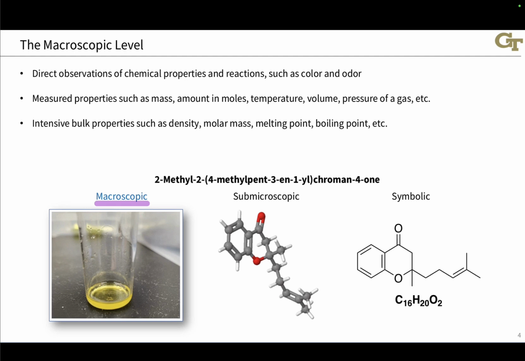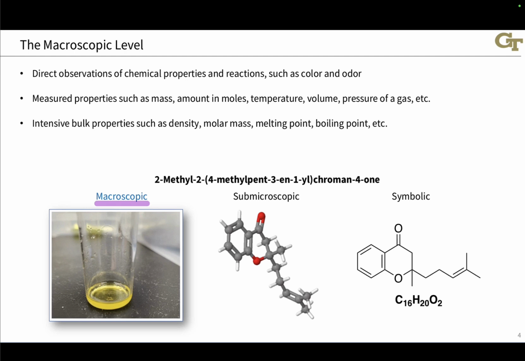You'll start to develop a sense for this when you get into discussions of the second law of thermodynamics and the way it governs chemical properties and reactions. Intensive bulk properties like density, molar mass, melting point, boiling point, again, things we can measure for a substance on a macroscopic level that maybe don't depend on the amount that's there. This is what we mean by intensive. These are still associated with the macroscopic level.